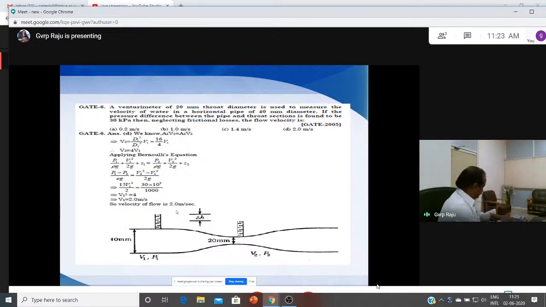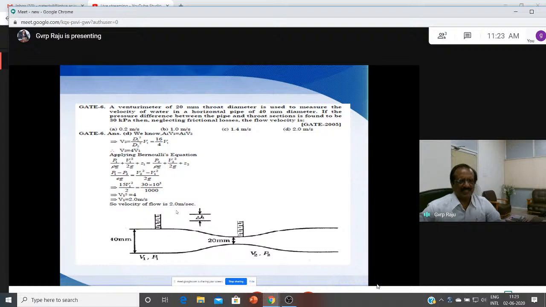Yes, my dear student friends. The next question. A venturimeter of 20 millimeters throat diameter is used to measure the velocity of water in a horizontal pipe of 40 mm diameter. If the pressure difference between the pipe and throat section is found to be 30 kilopascals, then neglecting frictional losses, the flow velocity is.